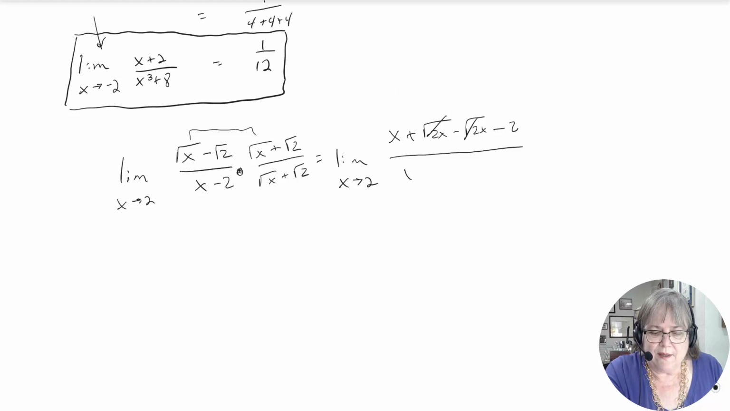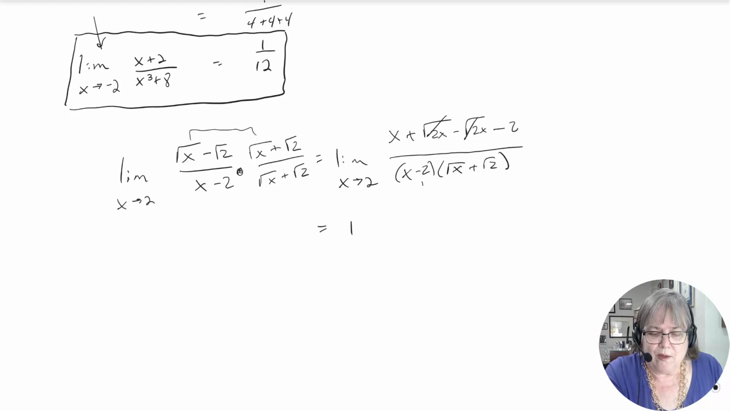Over. Now, this x minus 2 that's in the denominator, it actually is the problem or the restriction that's causing you to not be able to substitute in x is approaching 2. So we want it to go away. So don't multiply out this denominator because we want this x minus 2 to hopefully cancel or reduce out.